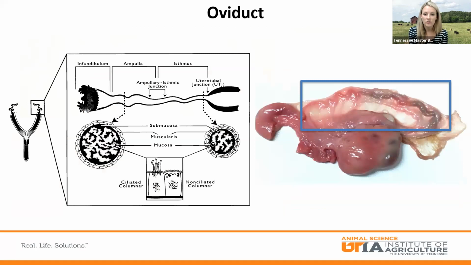Okay, so after the uterus is the oviduct. The oviduct serves as kind of a connector between the uterus and the ovaries of the cow. And there are 3 sections to this part of the tube. The section closest to the ovary, which is kind of funnel shaped and wraps around the ovary to catch that egg when it's ovulated. And then the middle section is actually home to the site of fertilization.